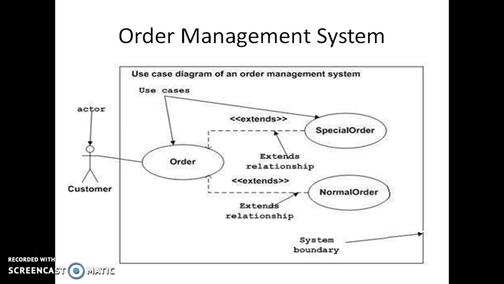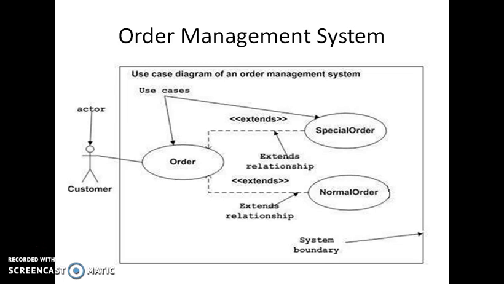Now let us see the relationship between order and special order. The relationship here is extend. That means you can separate out the order functionality as special order, as well as the relationship between the order and the normal order is extend. That means again you can separate out the normal order from the order. So this is not mandatory, you can do it if you want. So this is one example of an order management system.